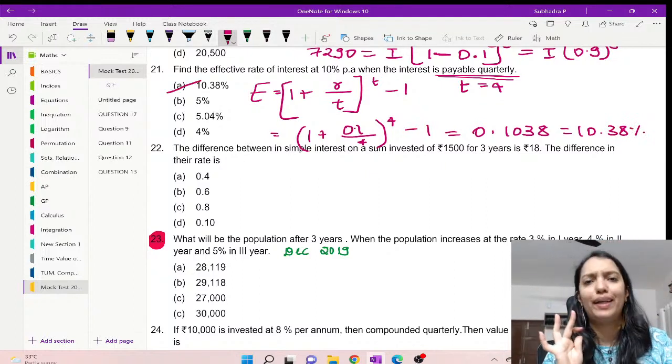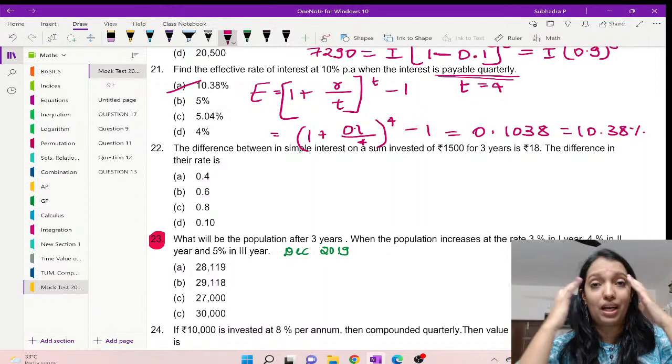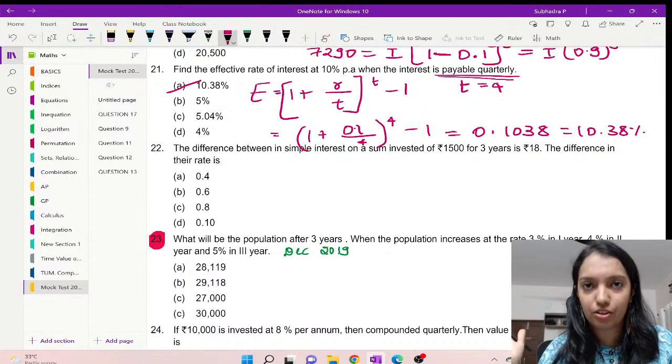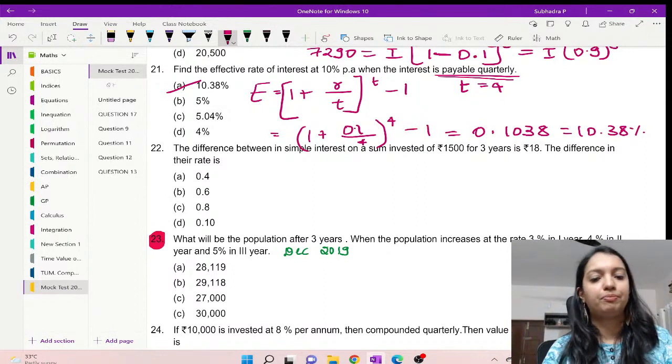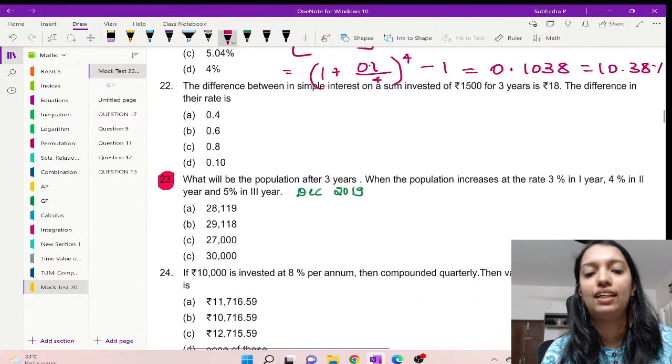All the questions are quite easy till now. It's nothing like you need to break your head. You just have to remember the formula and you will get your answer. Going ahead for 22nd question.